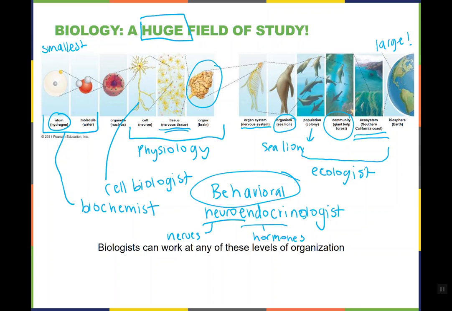Why do frogs call and breed seasonally? All of those things are something that a behavioral neuroendocrinologist can investigate. So that's me, but there's a lot of other stuff that you can do as well. So it's a big field, which means that there's lots of opportunity.